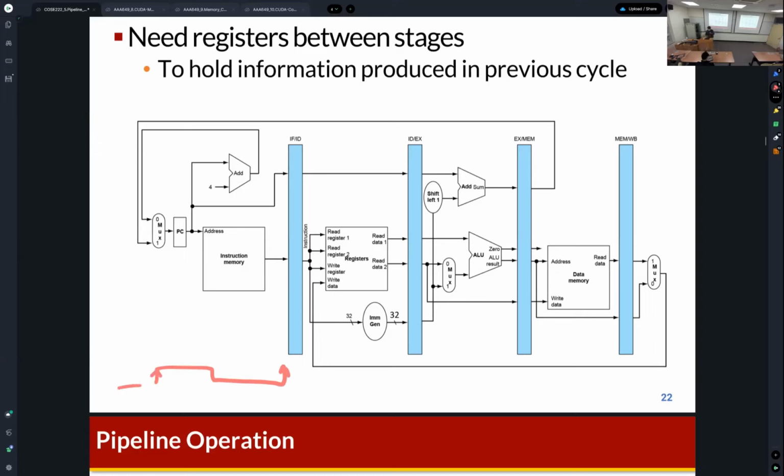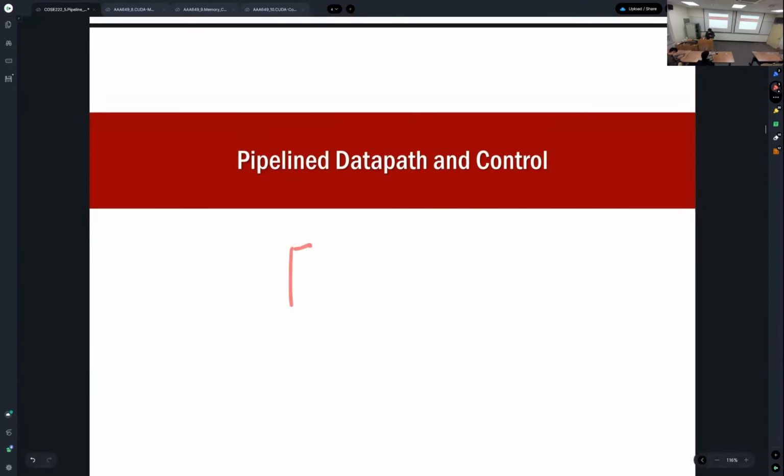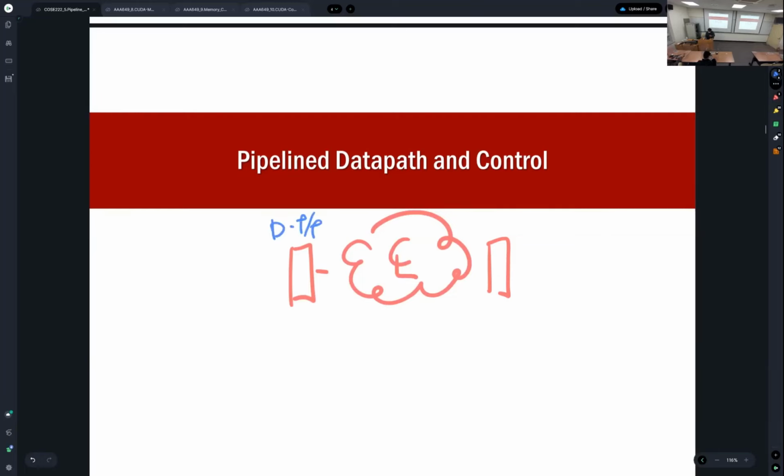So what does it mean? When we learned about the conventions of digital design, I explained that a digital design system looks like this. This is the combinational logic, and you can find the T flip-flops at the beginning of the combinational logic and at its output, and then the clock is given to these T flip-flops.